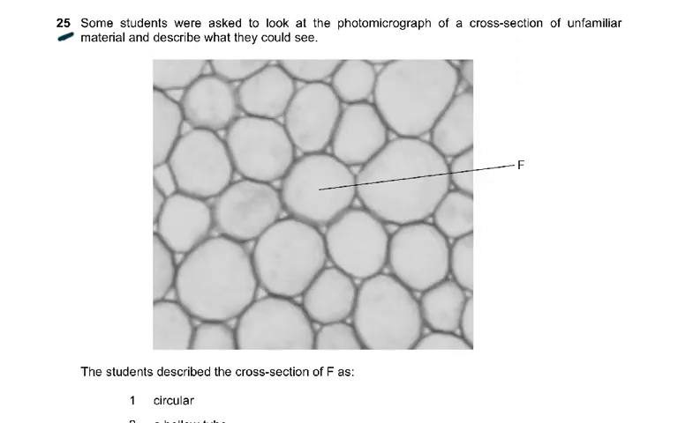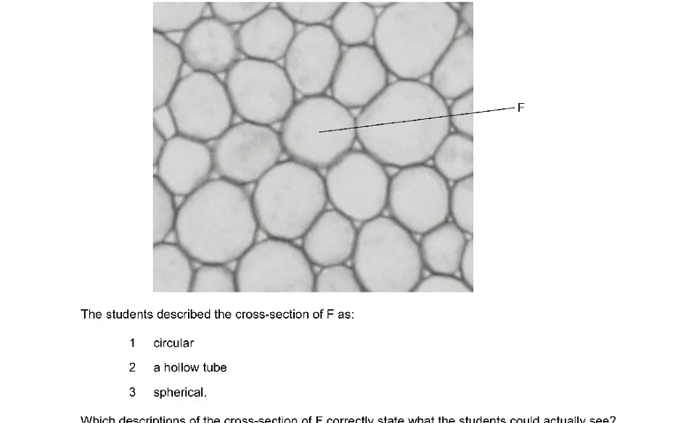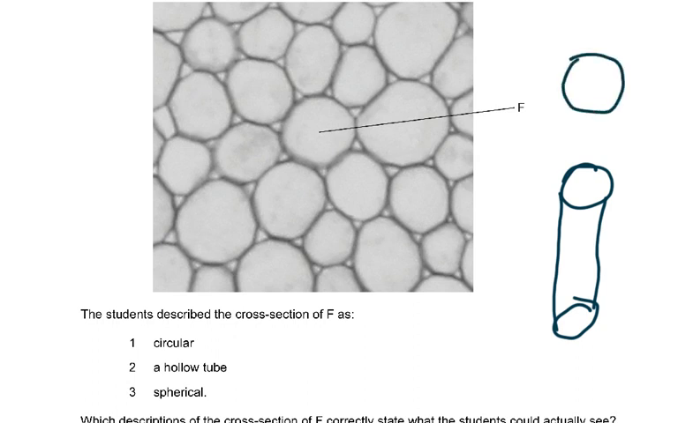Now coming to question number 25, some students were asked to look at the photomicrograph of a cross section of unfamiliar material and describe what they could see. You see, here you get it wrong. What you can see is what you are not going to interpret, and that is where you're going to get it wrong. The student described the cross section of F as a circular hollow tube. How do you know it's a hollow tube? You don't see the 3 dimension. A hollow tube means it will have been something like this. Spherical means it will be round like a ball. We don't know. We've just seen a section of it.